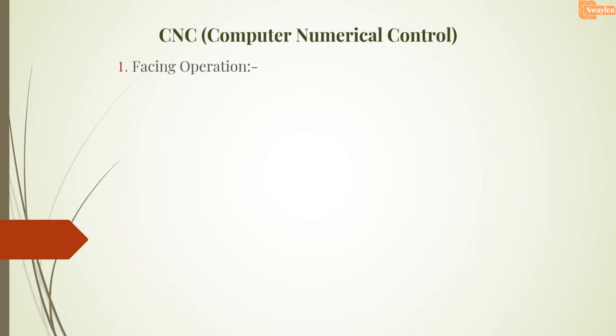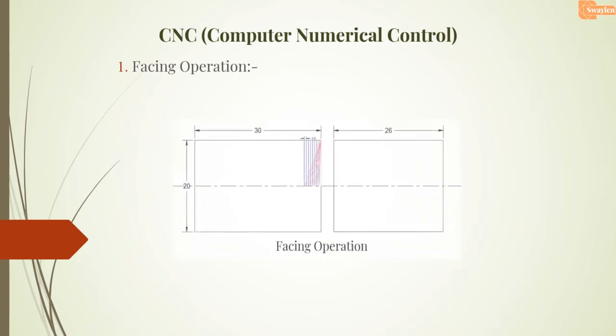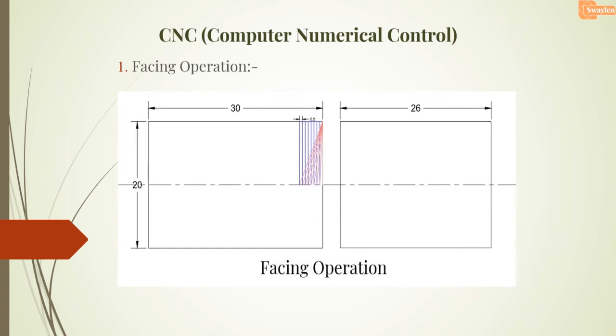So what is the facing operation? I have an image. You will see I have a stock of 20 diameter with 30 length. I want an object of the same diameter but 26 length. You will see here the object.